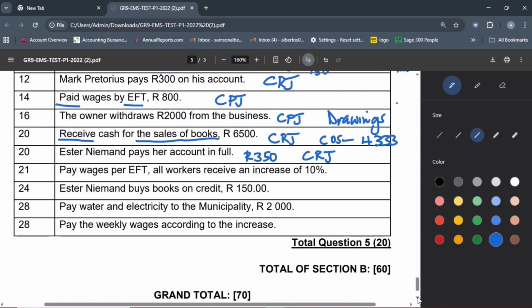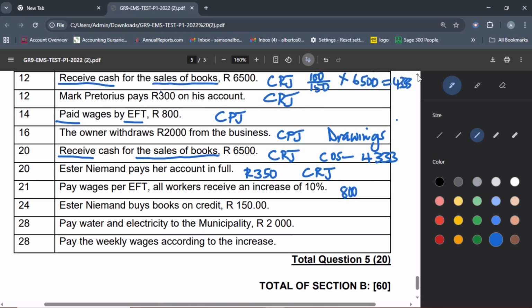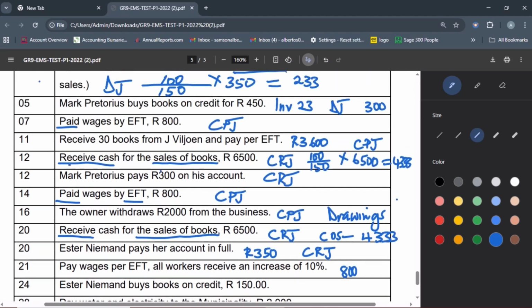Then pay wages per EFT, all workers receive an increase of 10%. So on weekly basis, they are earning 800. And how do you know that these are weekly basis? I want you to check the day we recorded our first entry on wages, 7. So from day 1 to day 7, 7 days. On day 14, again 7 days, we paid 800. Now on day 21, this is 7 days later, we're going to pay 800.